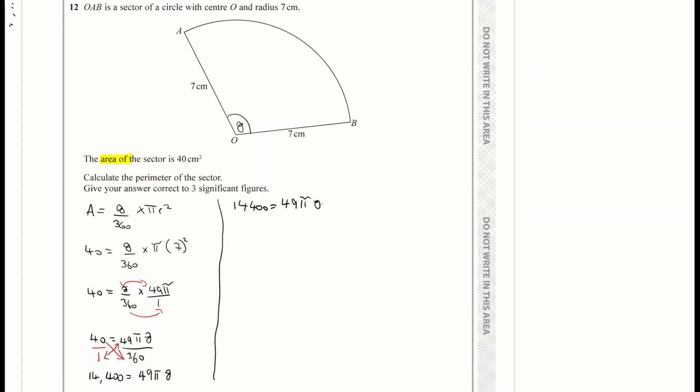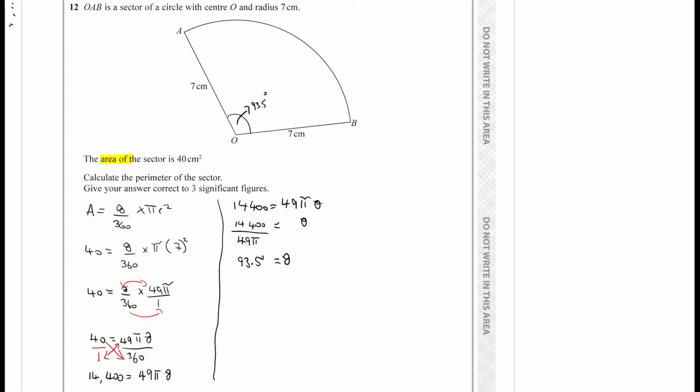I want to find the size of the angle. That's what we're trying to achieve here. So to get the size of the angle, I'm going to divide both sides by 49 pi, which is giving me 14,400 all over 49 pi. When I type that into my calculator, it's coming up as 93.5 degrees. So that's the size of the angle in this sector. So my angle here is 93.5 degrees.